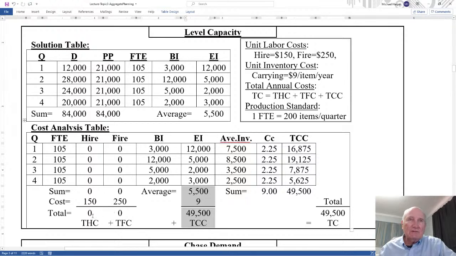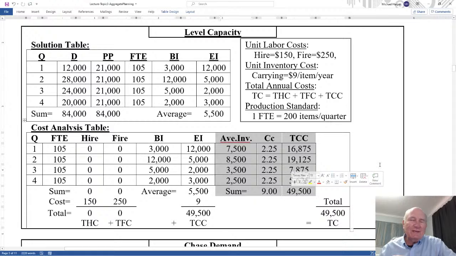Okay, so then I add these 3 costs together, and I have my total cost, just like I did up here. Okay, and there it is. Now, before I go on, notice over here I have 3 more columns with more data. It tells us a lot of information.